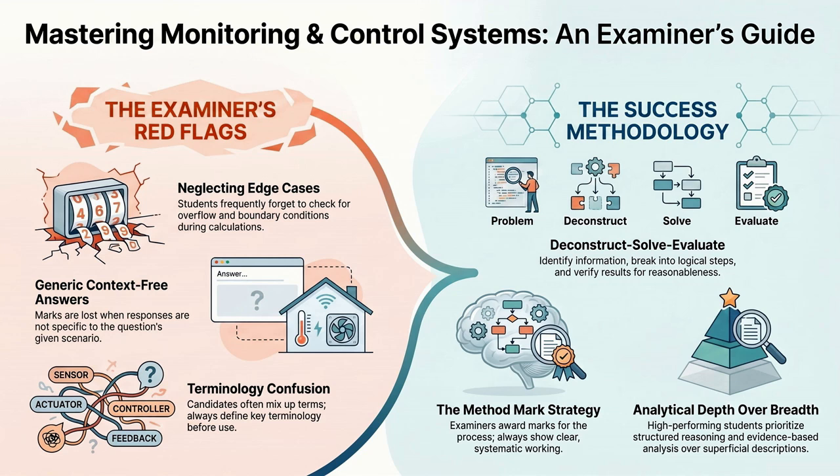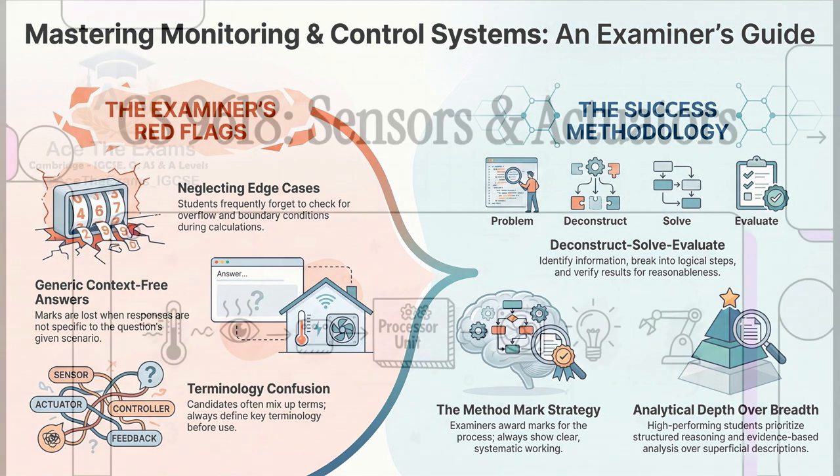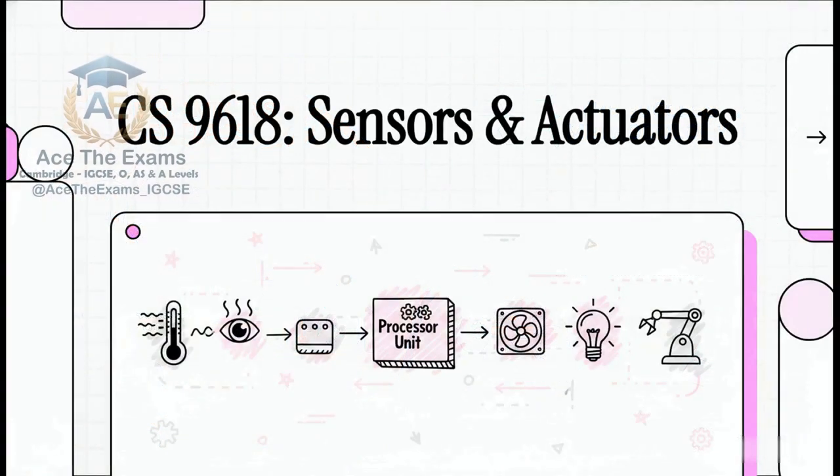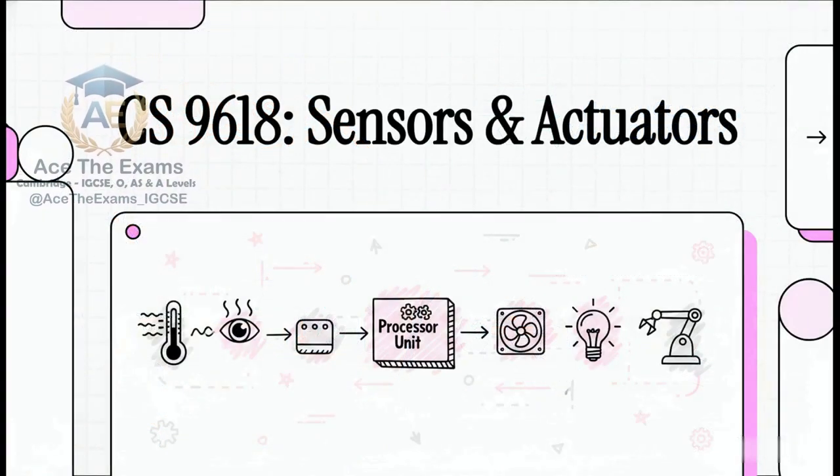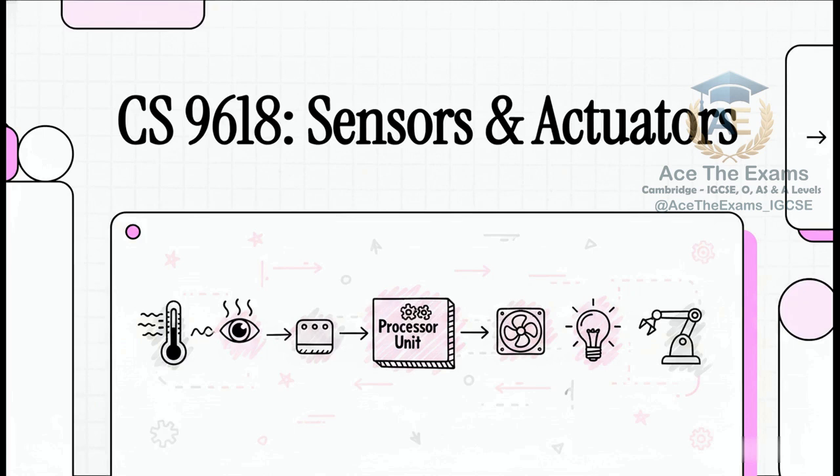All right, welcome. Today, we are absolutely cracking the code on one of the most rigorous and honestly, sometimes most frustrating topics in the entire Cambridge AS and A-level computer science syllabus. We are talking about monitoring and control systems.